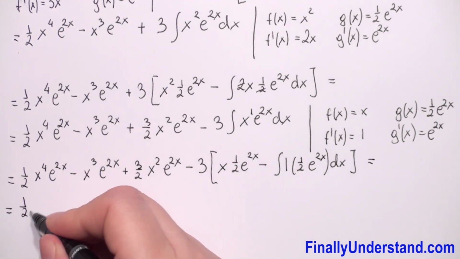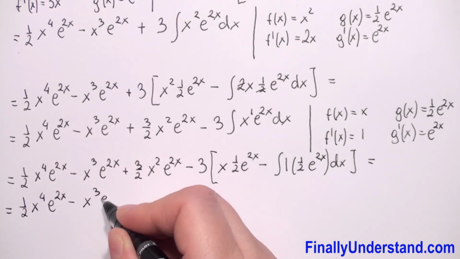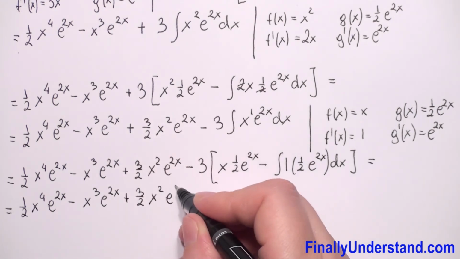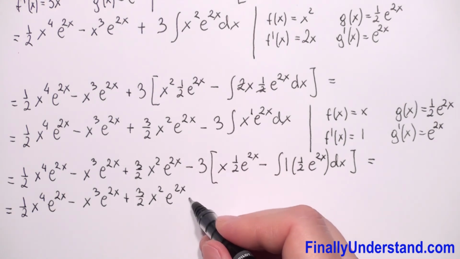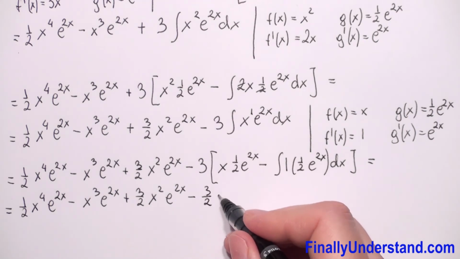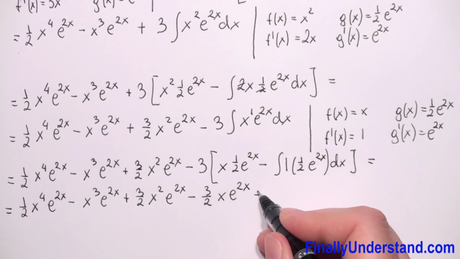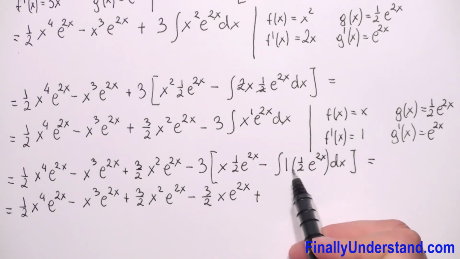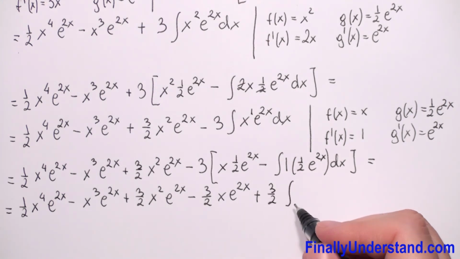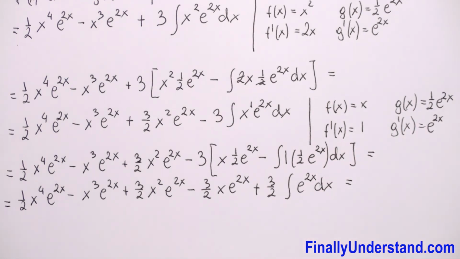So this is equal. We have 1/2 x to 4th power e to power 2x minus x cube e to power 2x plus 3 over 2 x squared e to power 2x minus, will be 3 times 1/2 is 3 over 2 x e to power 2x, and now we have negative times negative giving us positive, and we will take this 1/2 before the integral times 3 will be 3 over 2, and we have integral of e to power 2x with respect to x.